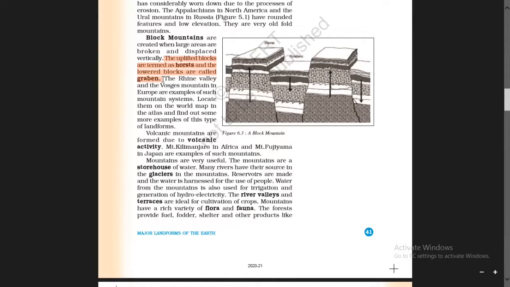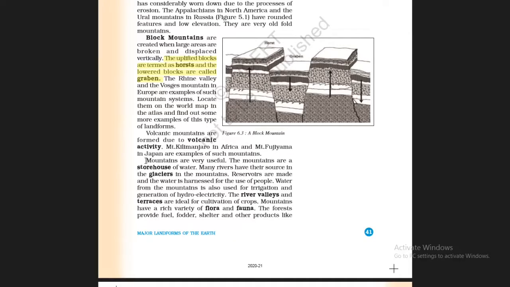Volcanic mountains, where volcanic eruptions took place, boys. Volcanic mountains are formed due to volcanic activity. Mount Kilimanjaro in Africa and Mount Fujiyama in Japan are examples of such mountains. See, volcanic mountains are formed because of volcanic activity, volcanic eruption. Mount Kilimanjaro in Africa and Mount Fujiyama in Japan are examples of such mountains.